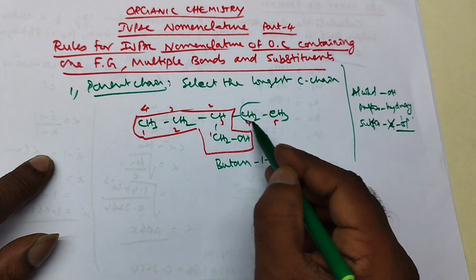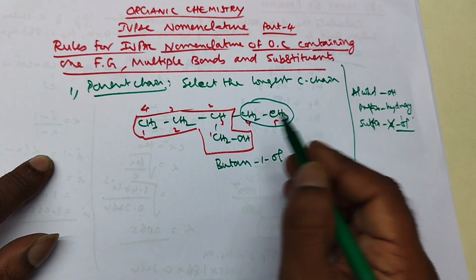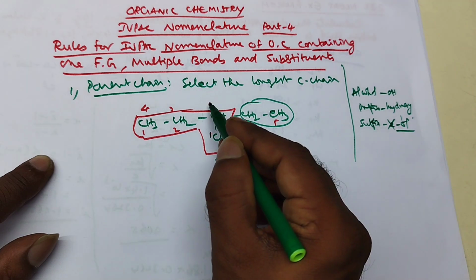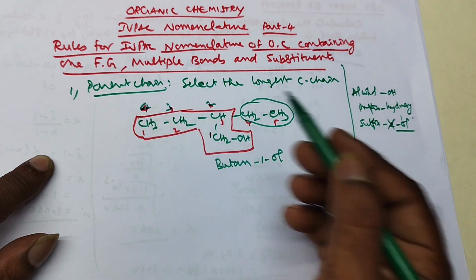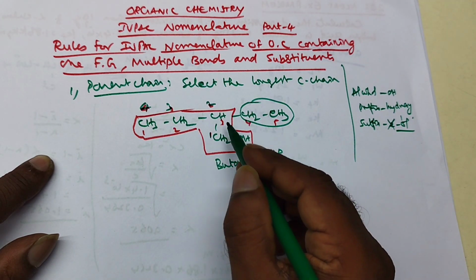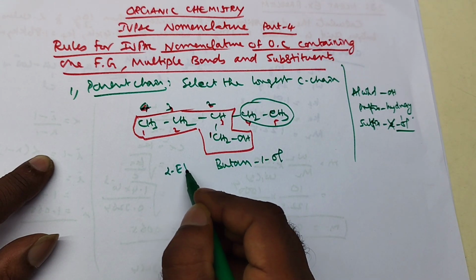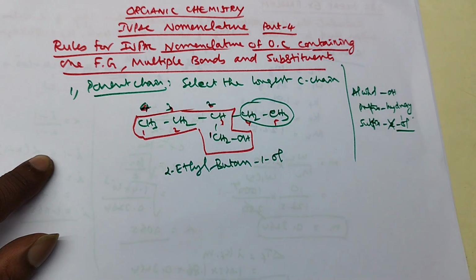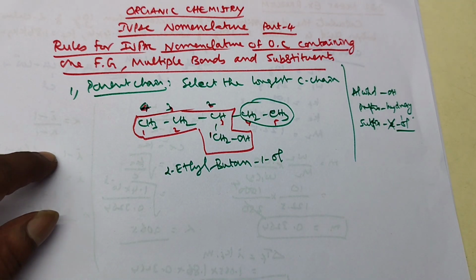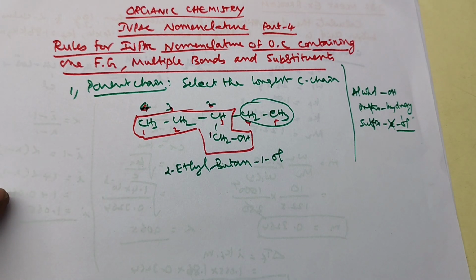And this we can treat as a substituent. You start numbering from here, 1, 2, 3, 4 is the parent name. In the second carbon atom we have the ethyl substituent, so you would write 2-ethylbutan-1-ol. That's the method. In this particular rule we are giving preference to the functional group, so you have to start numbering from the functional group side.